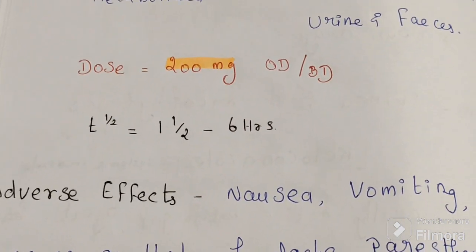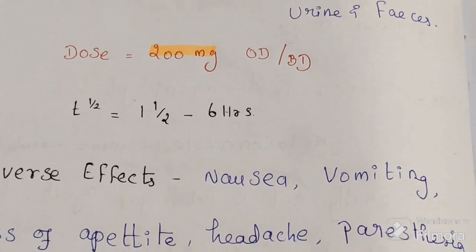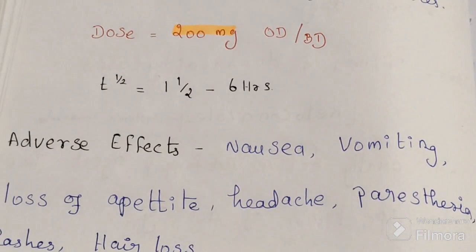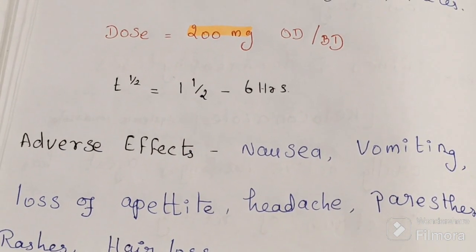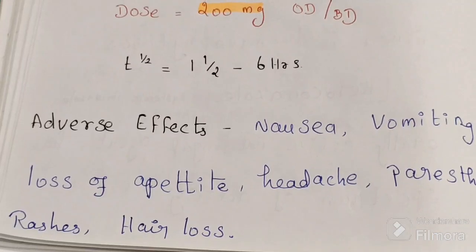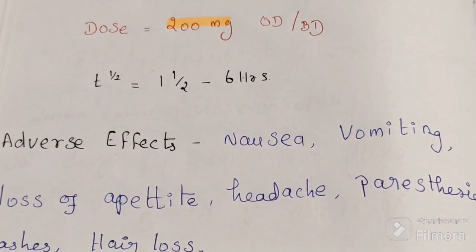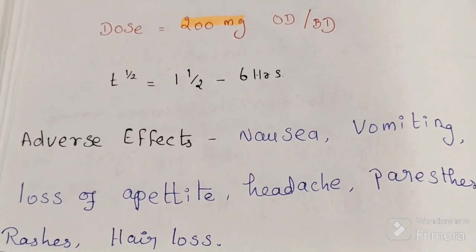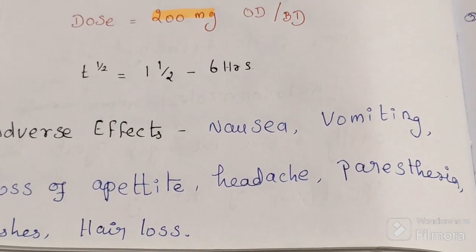The adverse effects of ketoconazole: nausea, vomiting, loss of appetite, headache, paresthesia, rashes and hair loss.